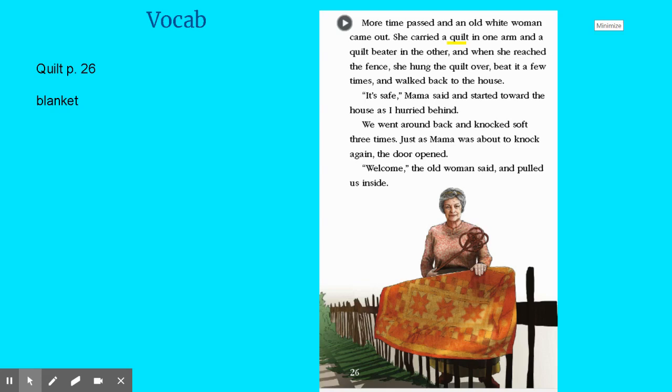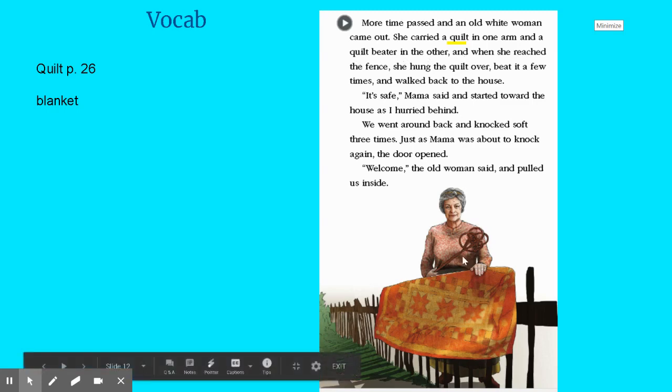And our last word is on page 26. It's quilt. And in this case, we have a picture. And as fifth graders, we don't often get a picture to help us describe or to figure out a word. But the quilt is just that big blanket. And actually, if you see in her hand, it looks like a stick with some cool things. And it says up here that she has a quilt beater in her other arm. So one arm we have the quilt, the other arm we have the quilt beater.